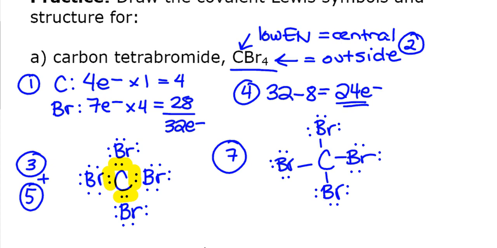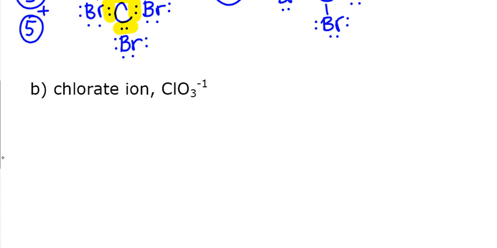Let's try out another one. Next one we're going to do is the chlorate ion. So you might want to pause the video right now and see if you can try counting the number of valence electrons and figuring out which atom is going to go in the center versus which one's going to go on the outside. And then we'll take up the rest of the question together. If you want to give the whole thing a shot, give it a try and unpause when you're ready to check.